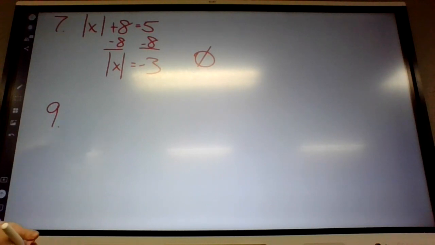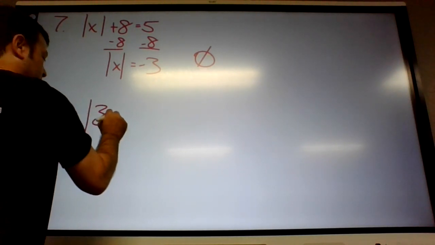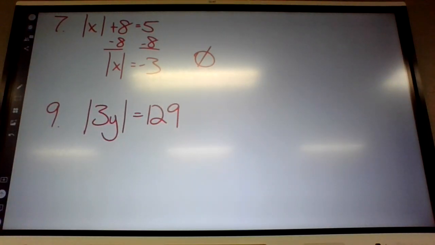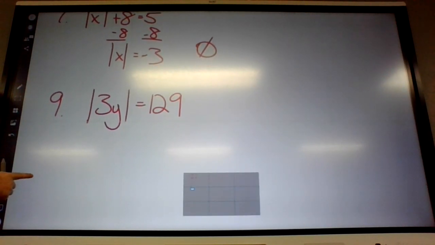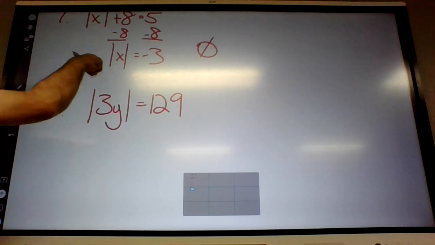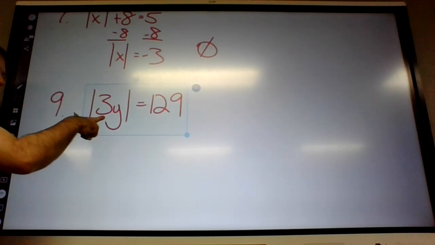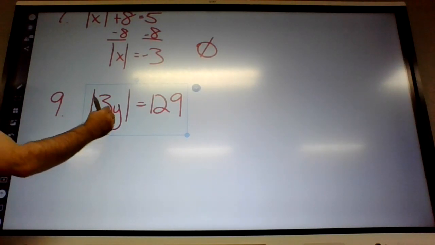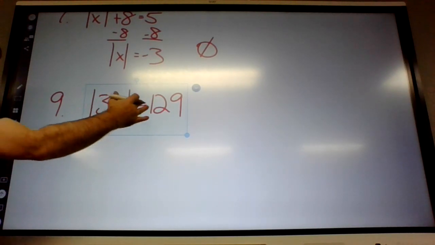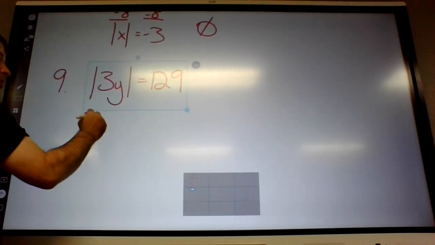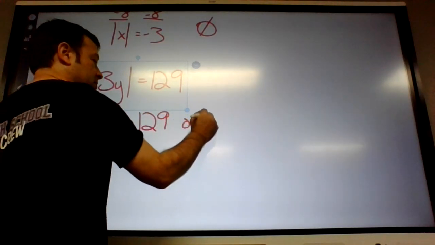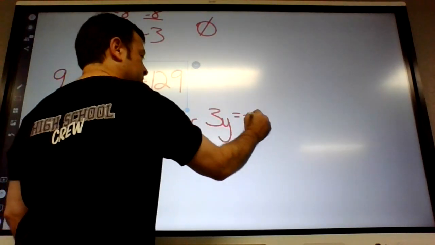Number 9. Okay, what is different on number 9? Something's a little bit different about this one compared to the last ones. Jonathan, any ideas? The variable has been inside, but it has a number in with it. The 3 is inside with it. Okay, so at this point, when you get the absolute value equal to a number, this is where you split it up into the two numbers. So it's 3y equals 129, or 3y equals negative 129.